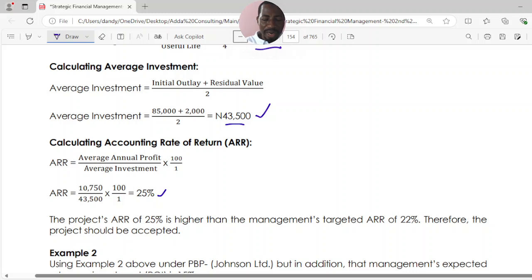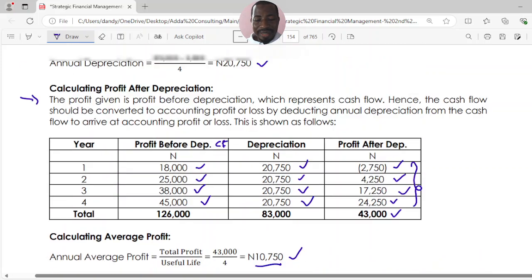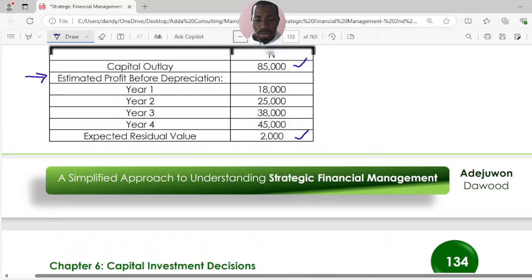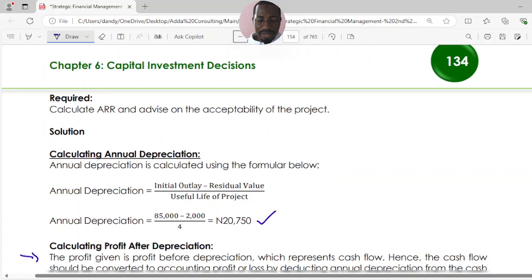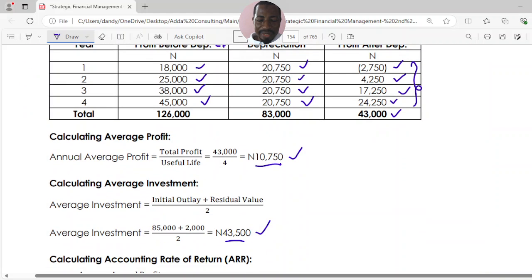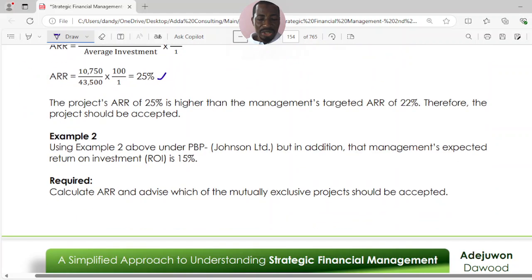So I need to benchmark the calculated ARR of 25% with the management intended ARR of 22%, I think. Yes. So the management targeted ARR is 22%. So this project produced 25% ARR. We are given management targeted ARR. It means that the project is financially viable. Okay, so the project's ARR of 25% is higher than the management's targeted ARR of 22%. Therefore, the project should be accepted. That's it. It's as simple as that.